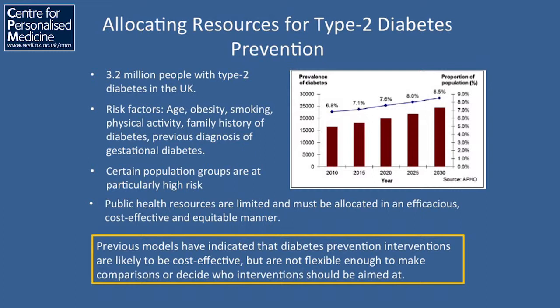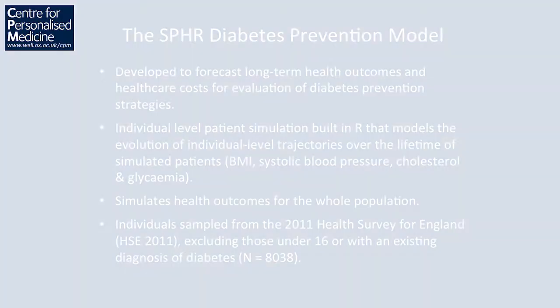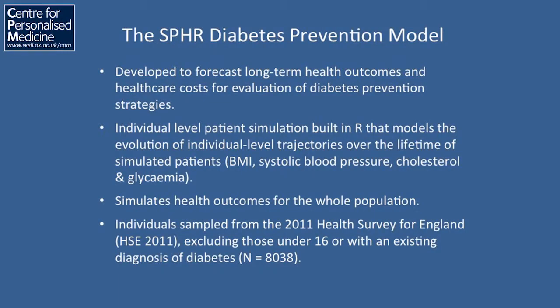And like all health resources, public health resources are limited, and they must be allocated in an efficacious, cost-effective and equitable manner. So there's been lots of models made of diabetes prevention interventions, but in general they haven't been able to compare different interventions, and they haven't been able to decide who these interventions should be aimed at. So we've designed a model which we call the SOFA Diabetes Prevention Model.